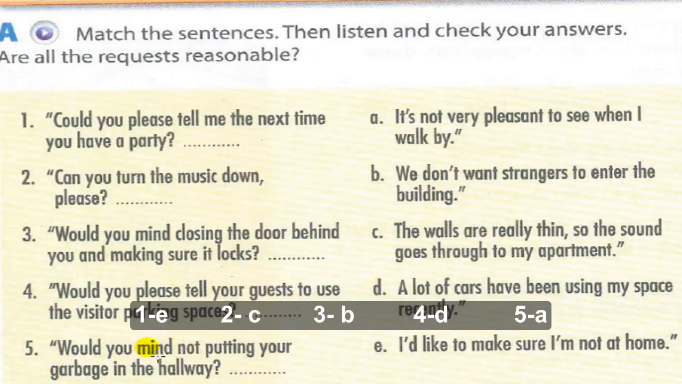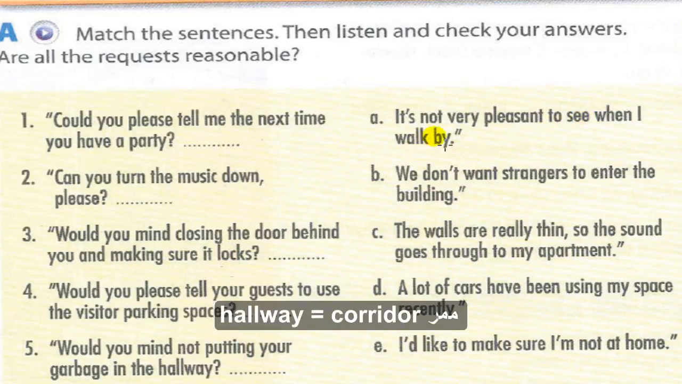5, would you mind not putting your garbage in the hallway? The corridor. A, it's not very pleasant to see when I walk by. Pleasant means satisfied, happy. It's not good to see the garbage when I walk by in the hallway or in the corridor. Hallway, corridor. 5, A.